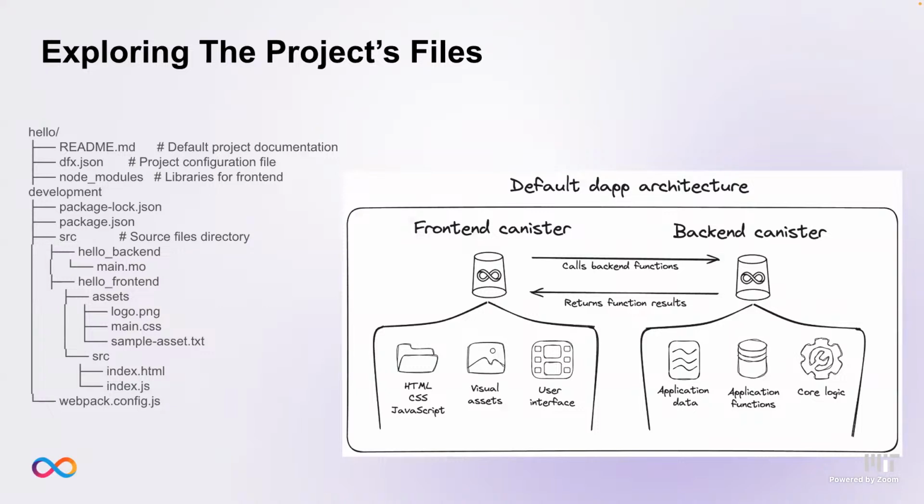And then a quick overview of the project's default files. So like I mentioned, the backend canister just has the source code for the backend, and then the front end has whatever components you want to be part of the front end user interface.